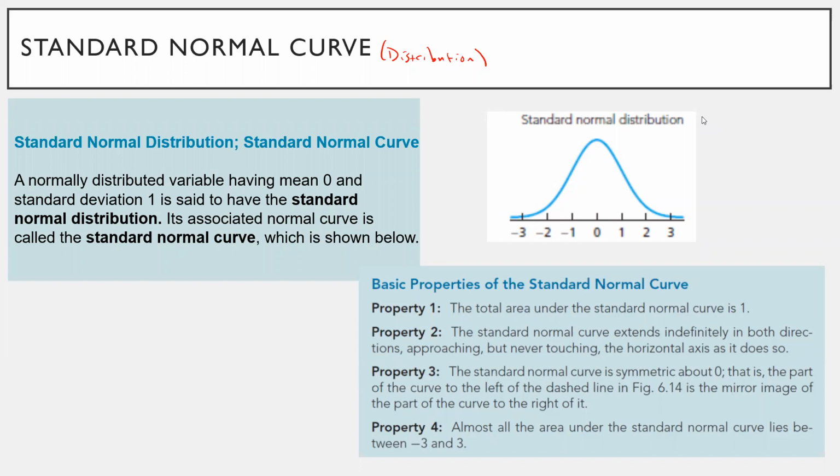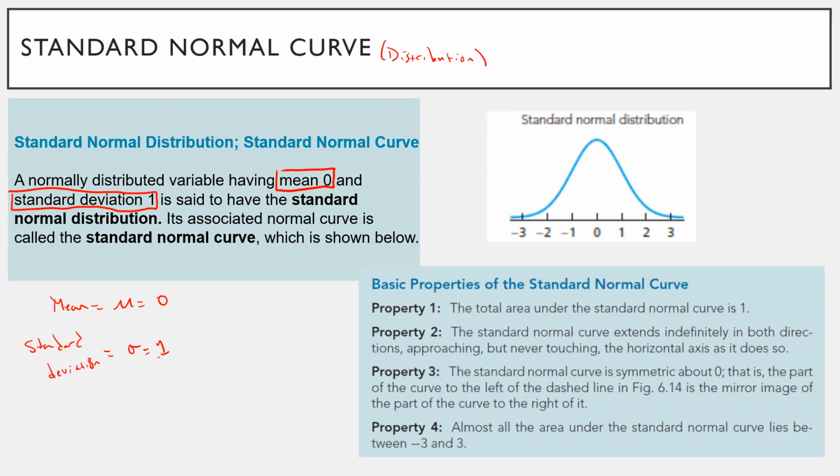So the standard normal distribution: a normally distributed variable having a mean of 0 and a standard deviation of 1 is said to have the standard normal distribution. So it's just mean mu is equal to 0, and standard deviation sigma is equal to 1, okay?